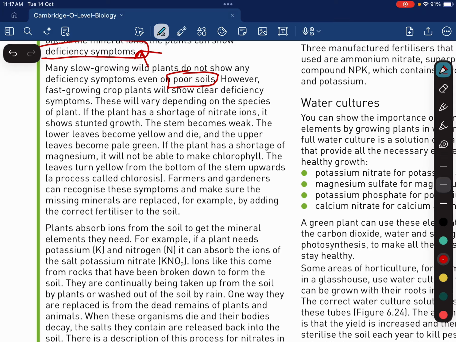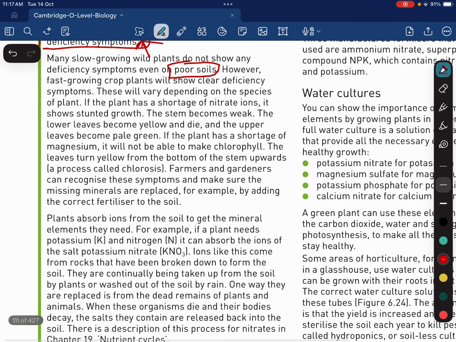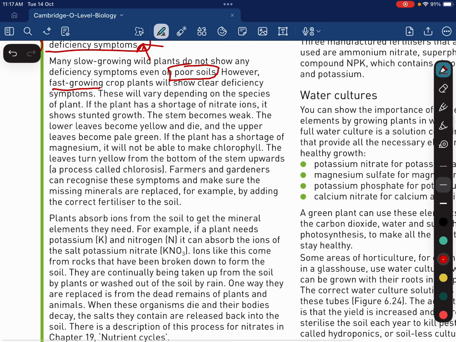All right. So many slow growing wild plants do not show any deficiency symptoms even on poor soils, right? The wild plants usually, जो जैसे deserted areas हो गए उनमें, even if the soil does not contain much of the ions, they still don't show these signs, these symptoms. But जो normal plants होते हैं which live in normal environments, however fast growing plants will show clear deficiency symptoms. They will vary depending on the species of the plant.